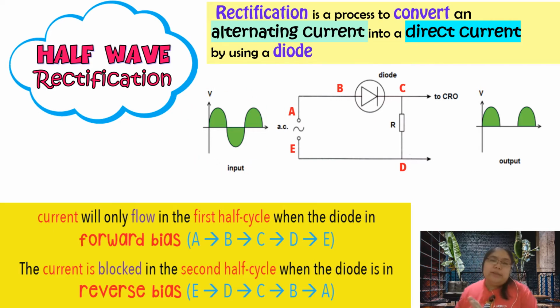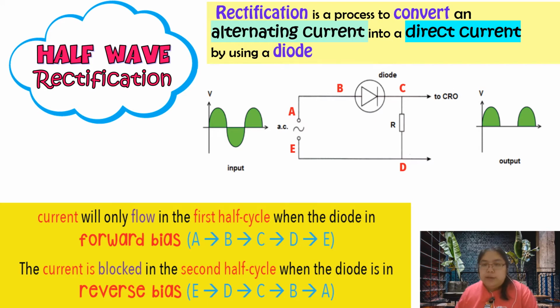Now we see how the current flows first. The current only flows in the first half cycle. Why does the current only flow in the first half cycle? Let's see here. We start with A, for example starting with positive. So we go to A, and after that we go to B. When it goes to B, this one is a cathode and this one is an anode. The anode is positive, so this is a forward bias. That means the current can go through B, and after that go to C.